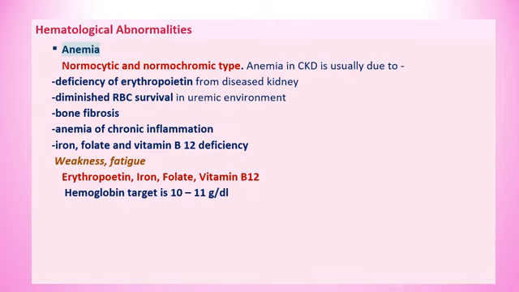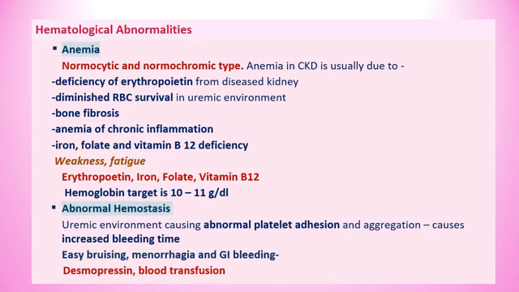Clinical manifestation, weakness, fatigue. Treatment, erythropoietin, iron, folic acid, vitamin B12. Hemoglobin target is 10 to 11 gram per deciliter. Abnormal hemostasis. Uremic environment causing abnormal platelet adhesion and aggregation, causing increased bleeding time. As a result, there will be easy bruising, menorrhagia and GI bleeding. Treatment, desmopressin and transfusion.